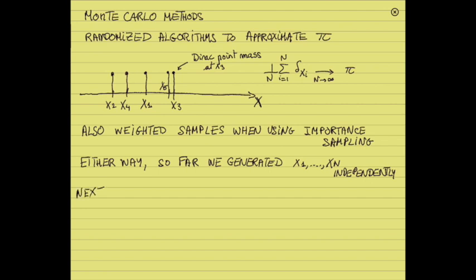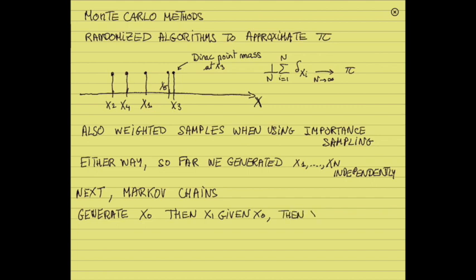So what we're going to look at next is a set of samples generated by a Markov chain, which means that we're going to generate first x0, and given x0, we're going to generate x1, so using x0. Now that we have x1, we're going to generate x2, given x1, and so on and so forth. So the samples that we're going to generate are not going to be independent of one another.